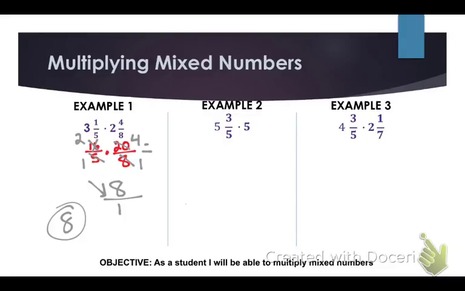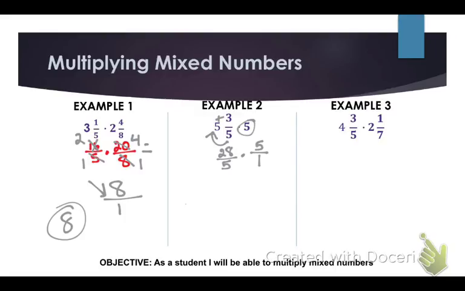All right, moving on. Remember, convert our mixed numbers to improper fractions. So 5 times 5 plus 3, and that gives us 28 over 5. Now what do we do with this one? Well, this one needs to be turned into a fraction, and to turn a whole number into a fraction, you simply put it over 1. So we're just going to put 5 over 1.